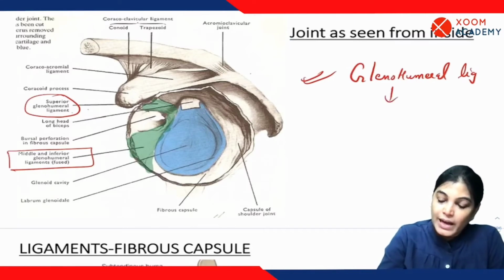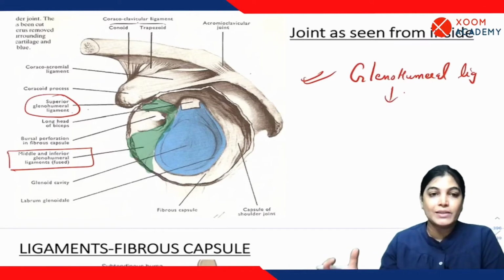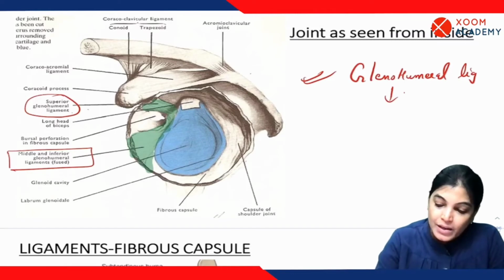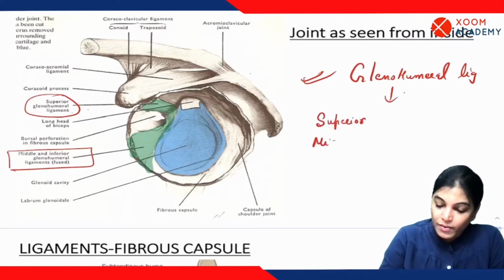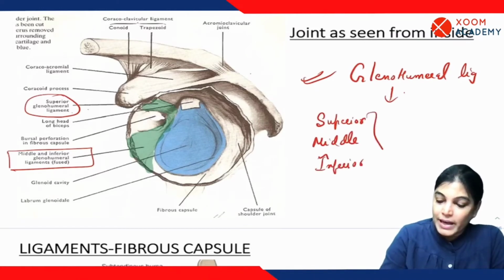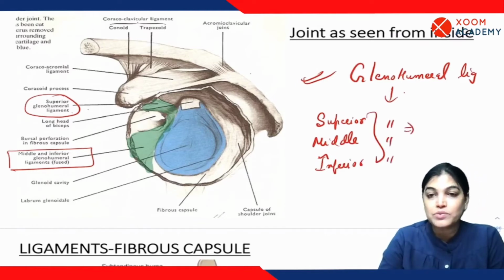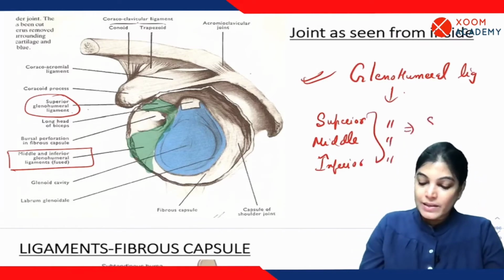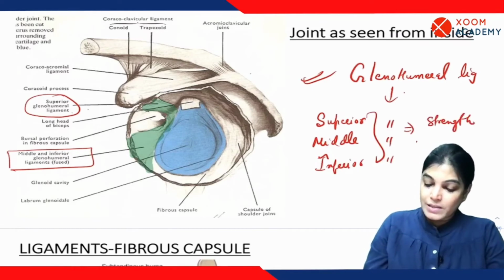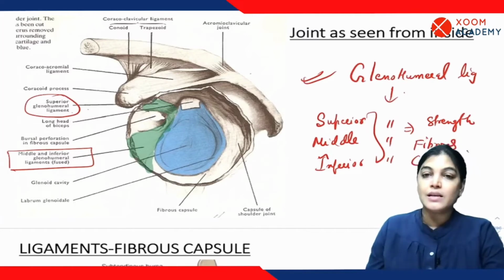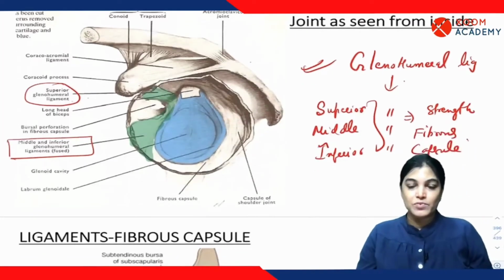So glenohumeral ligament is visualized once the joint cavity is opened up. We have three glenohumeral ligaments, that is superior, middle and inferior glenohumeral ligament, and these three are increasing the strength of the shoulder joint because they give strength to the fibrous capsule anteriorly. They give strength to the fibrous capsule as these ligaments merge with the fibrous capsule from inside.